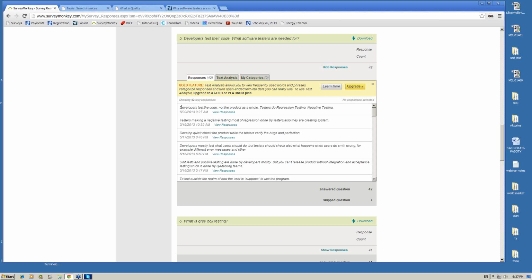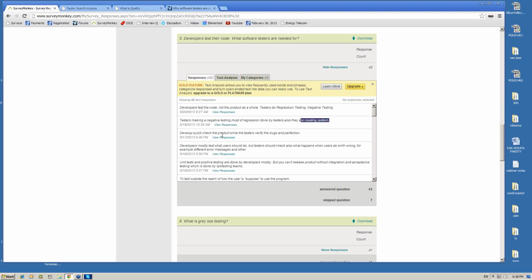So let's see what you are saying. Developers test their code, not the product as a whole. So system level, good. Testers do regression and negative. Wow. Brilliant. Testers making negative testing, most of regression done by testers, and they are creating systems. We are not creating systems. We are testing systems, not creating.